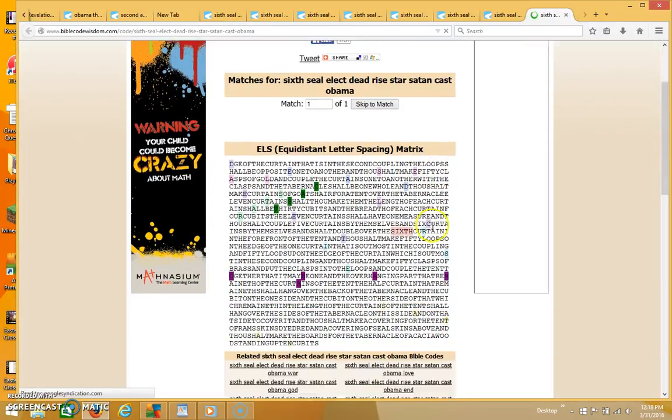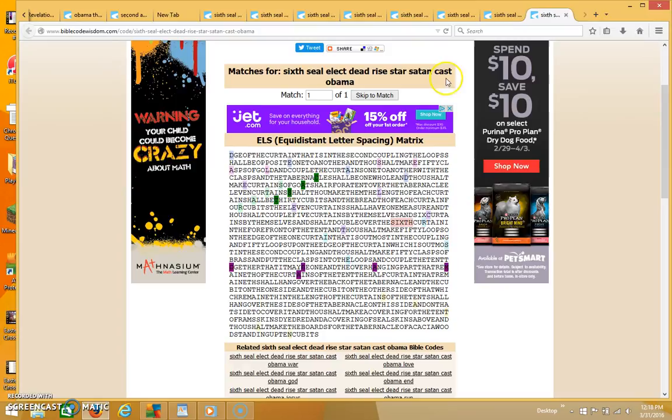Okay, in this one I added the word cast, because Satan is going to be cast out. And that's in Revelation 12. And you see the word cast coming up here in the green with the letters C-A-S-T. And it looks like it's running parallel with the word star, because Satan is also going to fall as a star. When he gets cast out of heaven in Revelation 12, he falls as a star. So you see both of those running parallel.